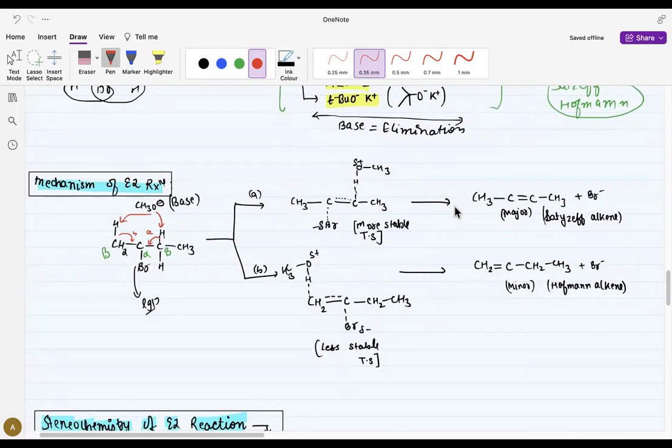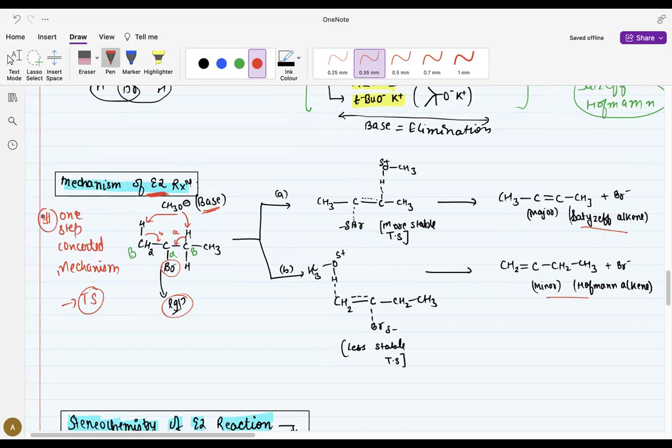So we will see the mechanism, how Hofmann forms, how Saytzeff forms. देखें, let's say I have this bromine as a leaving group. This bromine acts as a leaving group. This base will come. E2 mechanism देखें, mechanism of E2. E2 क्या होगा? Concerted mechanism होगा, one step concerted mechanism होगा, transition state बनेगा. कैसे बनेगा?